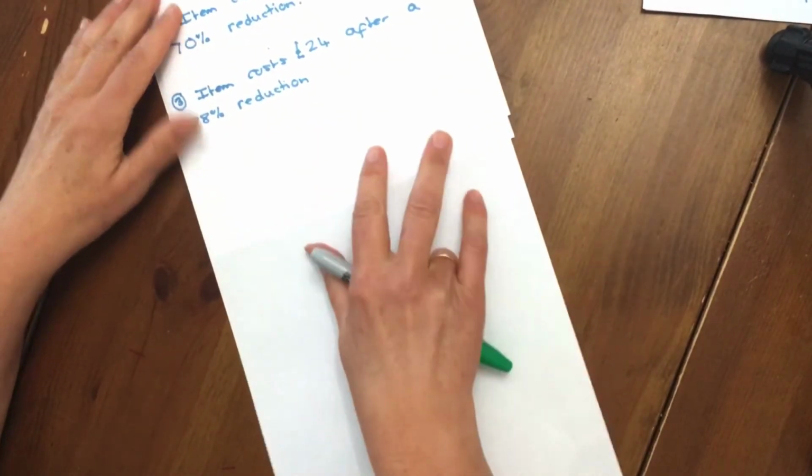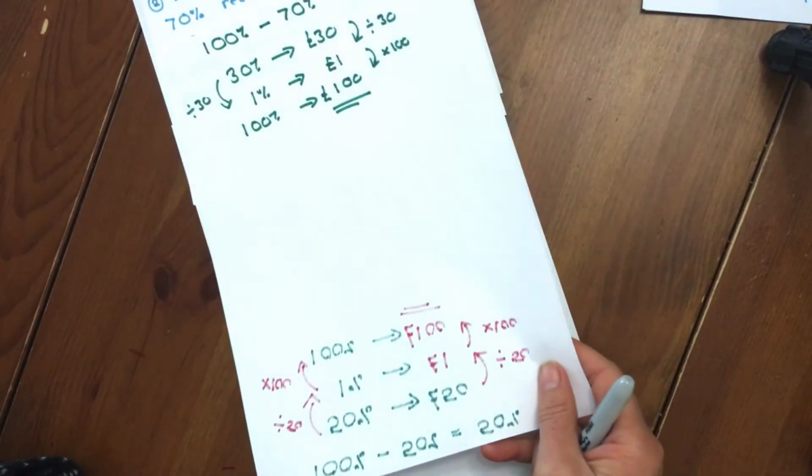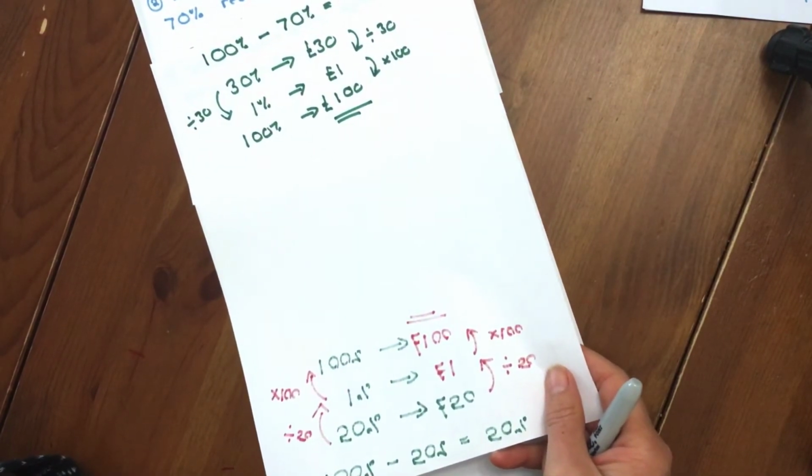Question 3. And you were allowed to use a calculator for this. However, it might be on the non-calculator paper, like this one here, for question 2. You didn't need a calculator for that. Let's see if we need calculators for these 2.